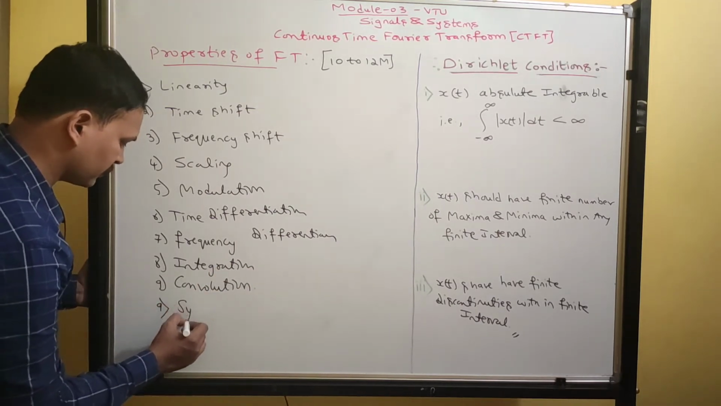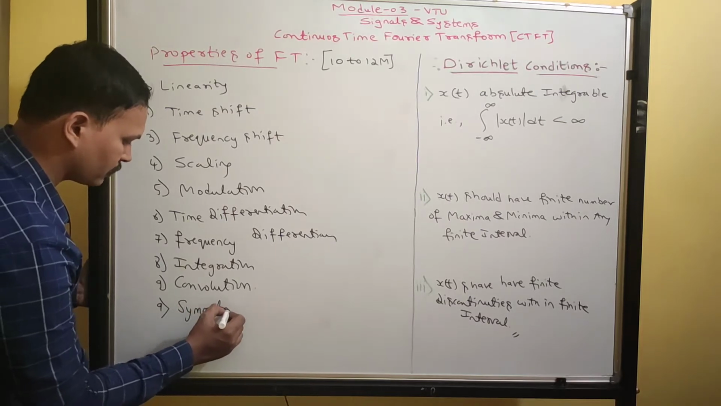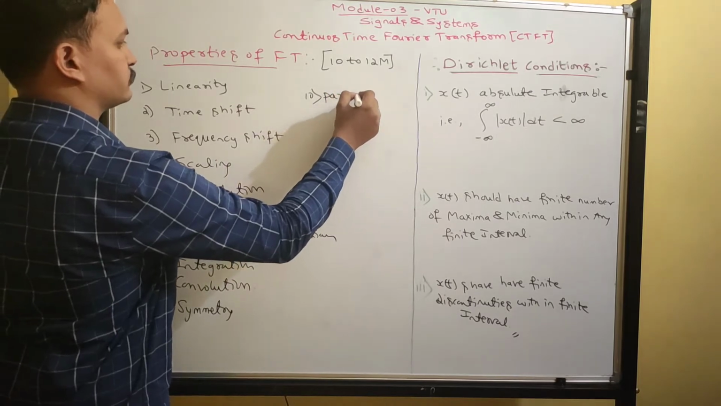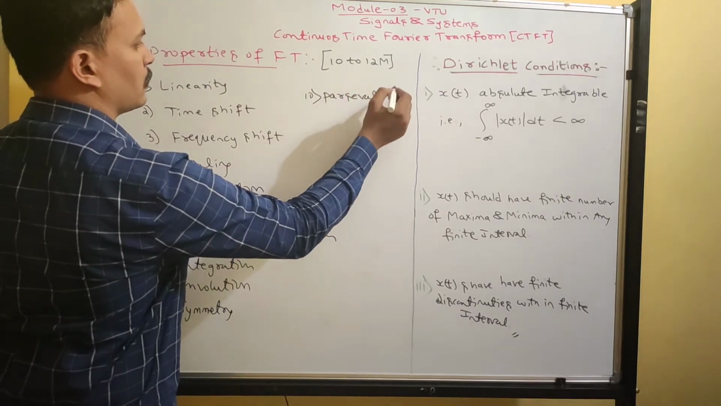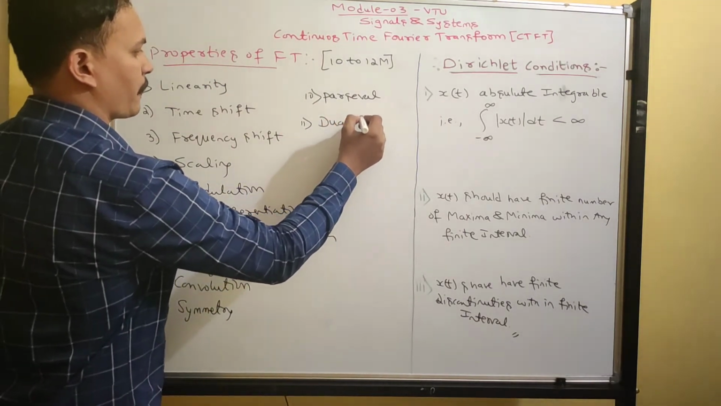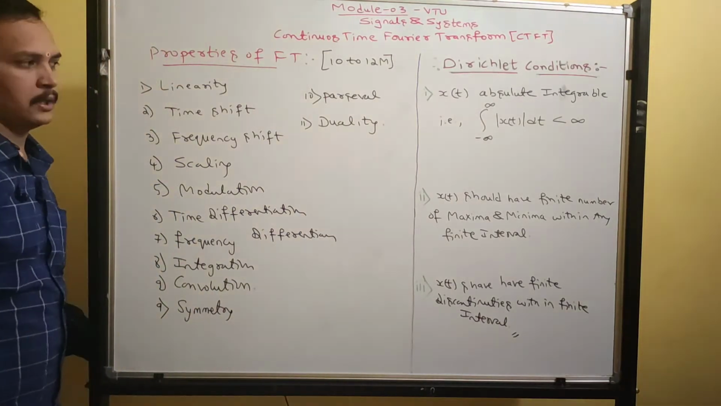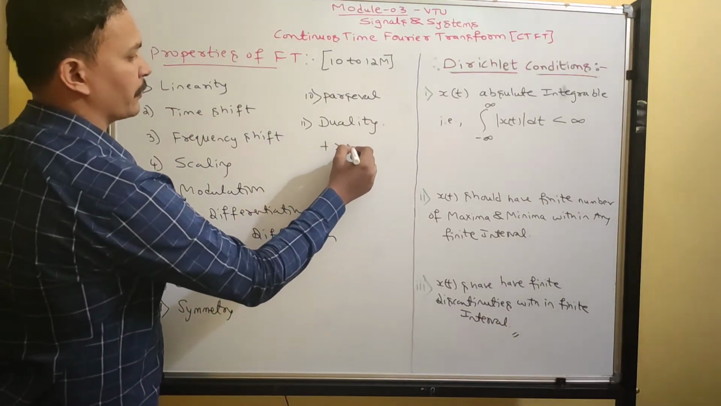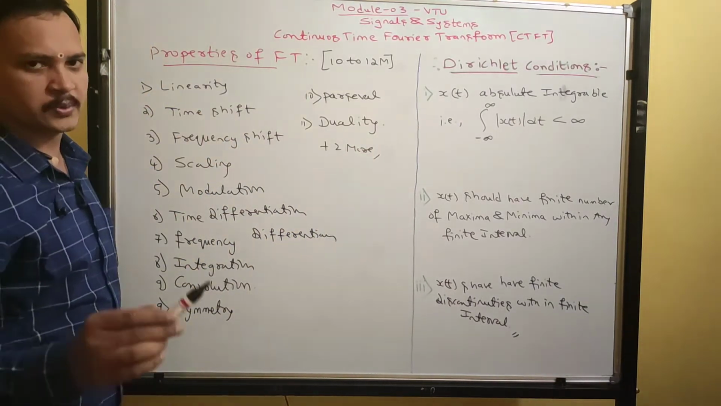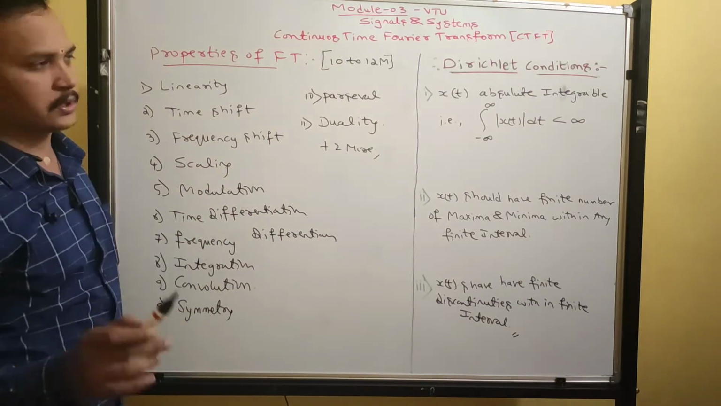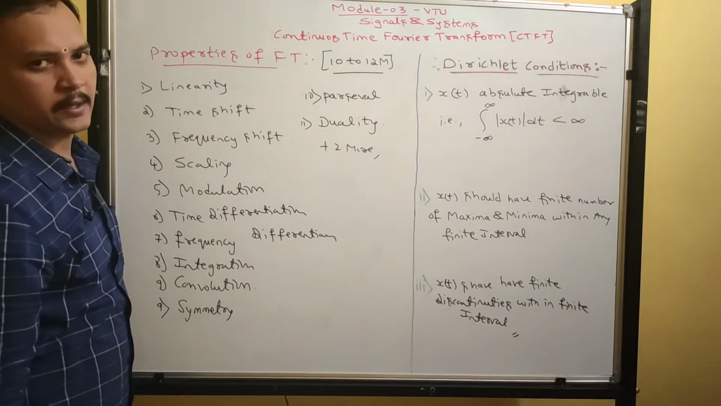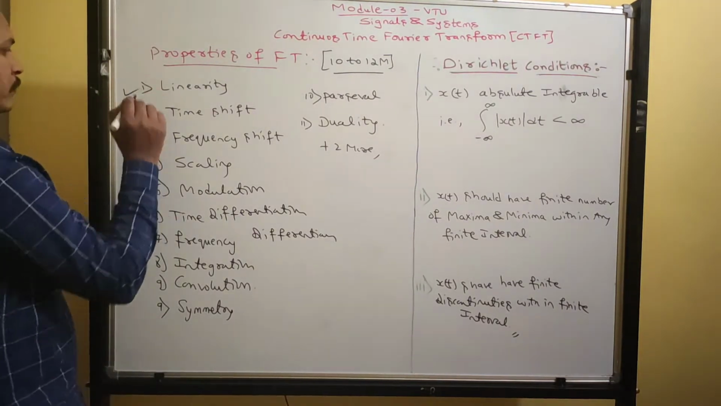Next, ninth is the symmetry property, tenth Parseval's theorem, and the next, eleventh, is duality, plus 2 more properties. So we are going to discuss all these properties. You must prepare all these properties well so that you can bag 10 to 12 marks. Okay, we can start one by one.